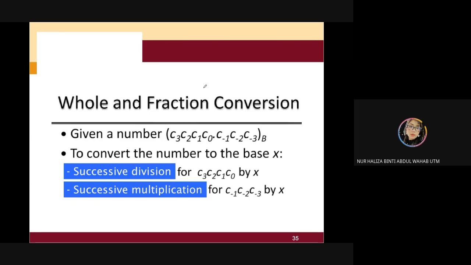We can conclude that if we have a whole or integer number and a fraction number, we need to use these two. We need to divide it into two parts. For the whole or integer, we will use successive division. And for the fraction number, we will use successive multiplication, which is repetition of multiplication.